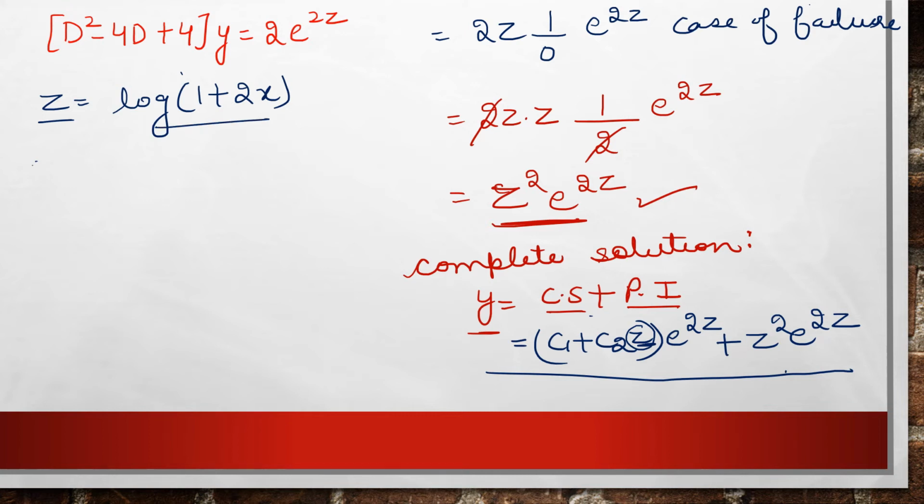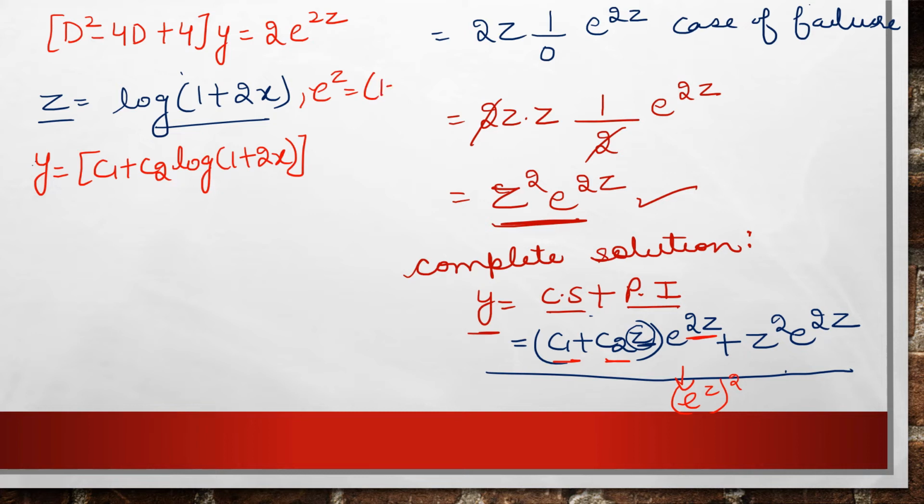So wherever you have z, put this value. In this solution, y will be equal to c1 plus c2, and z is log(1 plus 2x). Now e power 2z, can I write this as (e power z) whole square? e power z was 1 plus 2x, so just substitute this value. Here you will get (1 plus 2x) whole square.